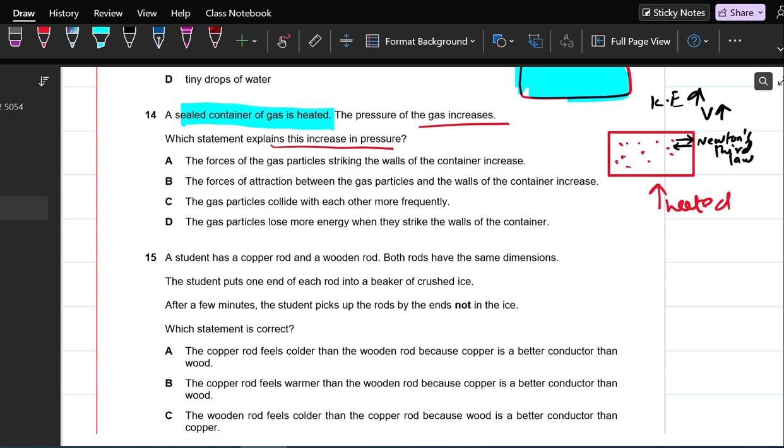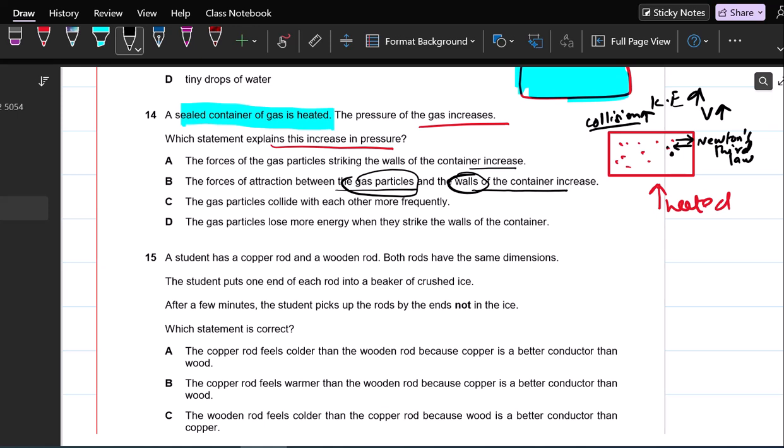So it will collide with another gas molecule here, and in this way collisions increase. So the force of gas particles striking the wall of the container increases. Yes, force also increases. This is possible. The force of attraction between gas molecules and the walls of the container increases. Force of attraction with the wall is not possible. With gas particles it is possible.